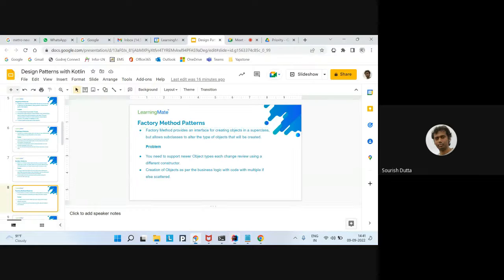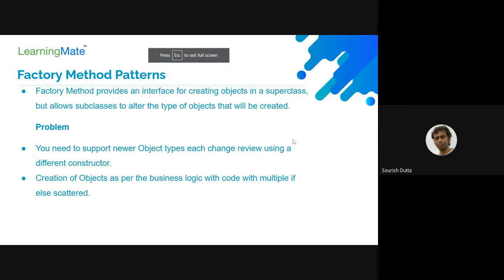So what problem does it solve? What is the factory method saying? The problem it solves is that you need to support newer object types, like, for example, a king piece. Each change would require a different constructor, and the creation business logic would be scattered across the code multiple times. So instead of scattering the logic, we put the logic in a single method, and if I need to change or add another type, I can easily support that within the factory method.